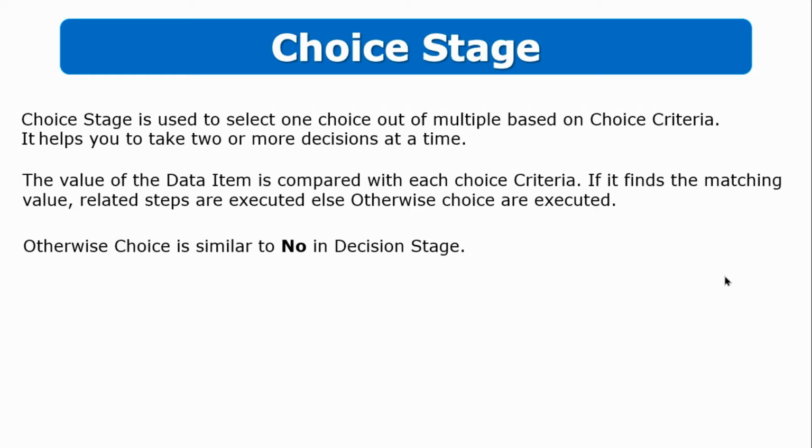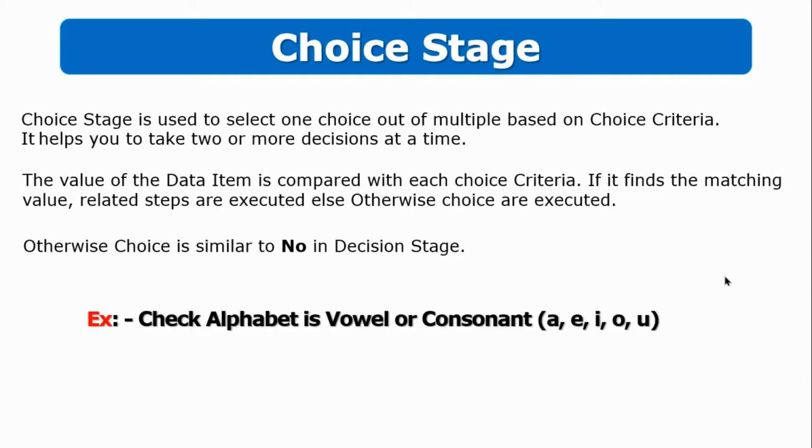The value of the data item is compared with each choice criteria. If it finds the matching value, related steps are executed, else otherwise choice is executed. Otherwise choice is similar to no in decision stage. Let's take one example. Check alphabet is vowel or consonant.